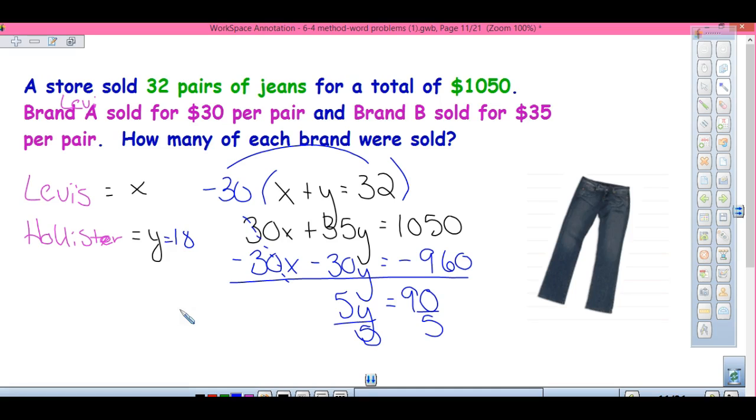18 pairs of Hollisters. Okay, so then I have x plus 18 equals 32. So how many pairs of Levi's did I sell? 14. So 14 pairs of Levi's, 18 pairs of Hollister. Yep, we had to subtract our 18 from our 32 because our total was 32.